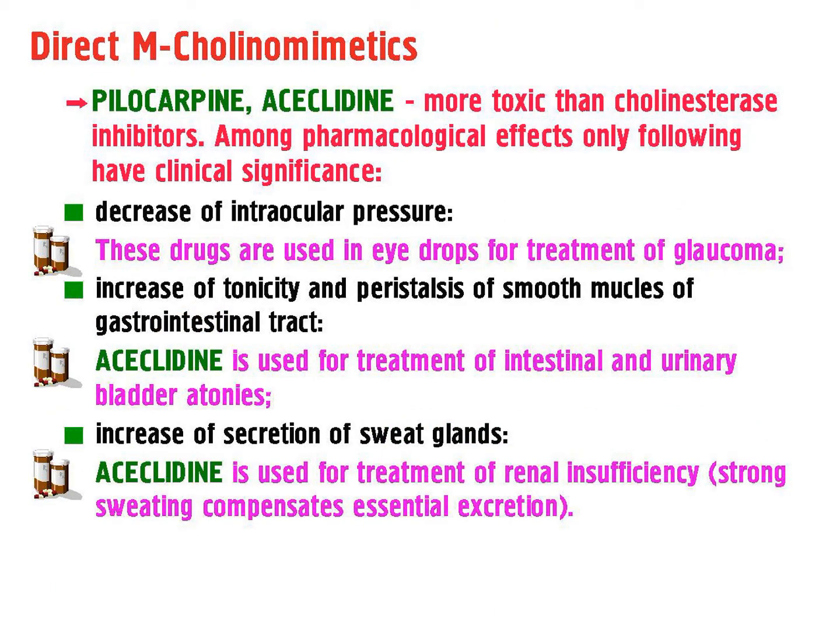Another class of cholinergic drugs is called direct-acting M cholinomimetics. This class includes mainly two agents, which are called pilocarpine and aceclidine. These compounds are more toxic as compared to cholinesterase inhibitors. That's why they are mainly used locally in the form of eye drops for treatment of increased intraocular pressure, or glaucoma.